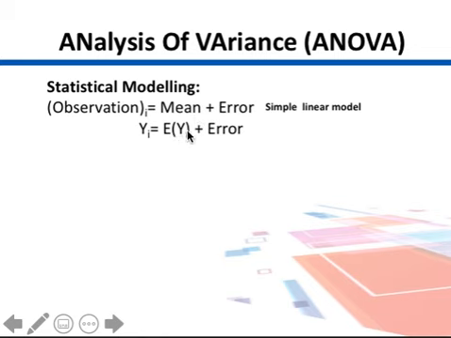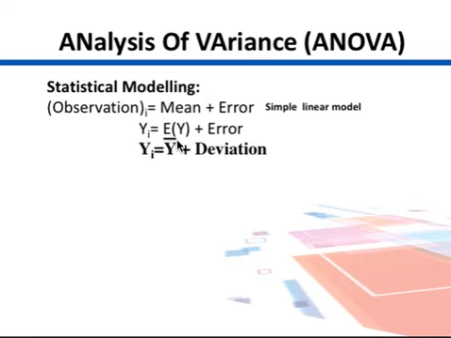So the expected value plus error: this observation should be equal to the expected value. It should have been 50, and let's prove this with an example. Again, we can say that this observation has a component coming from the mean, the expectation, and there is the deviation above that mean.